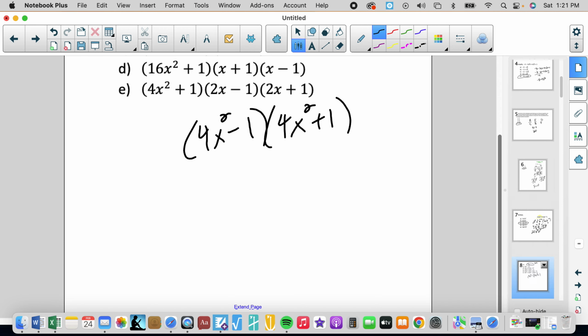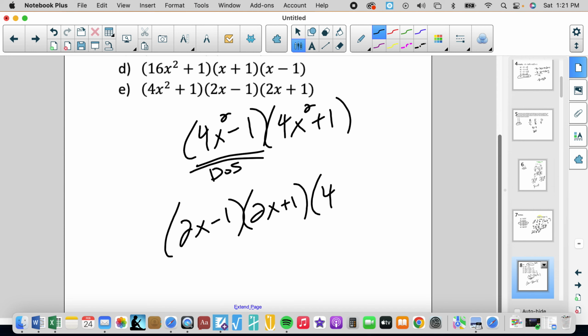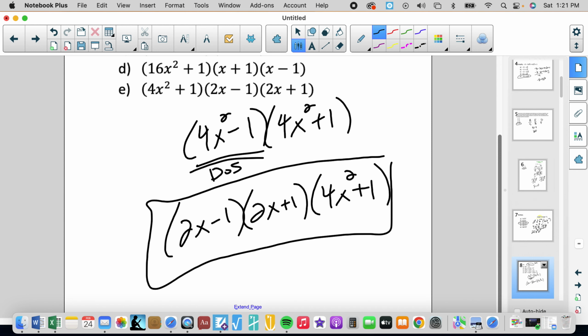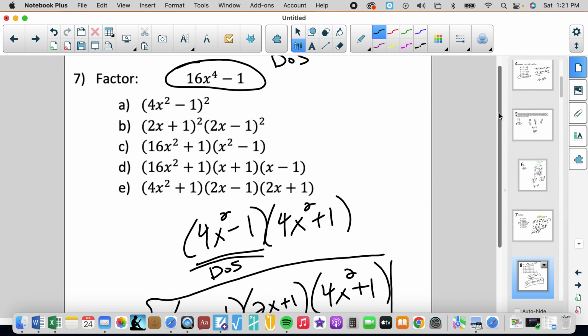I wish that was one of the answers. But this is also the difference of two perfect squares. So we're going to break this into 2x minus 1, 2x plus 1, 4x squared plus 1, not the difference, the sum of squares, which cannot be simplified. So we get E.